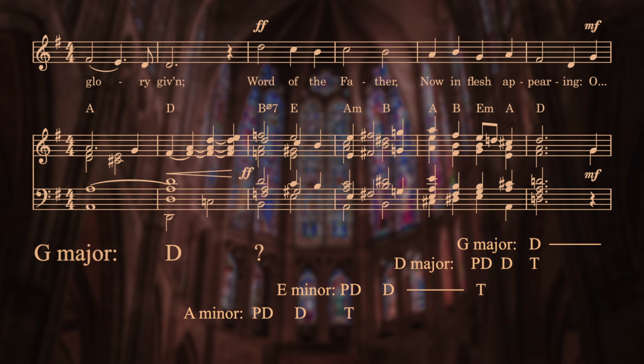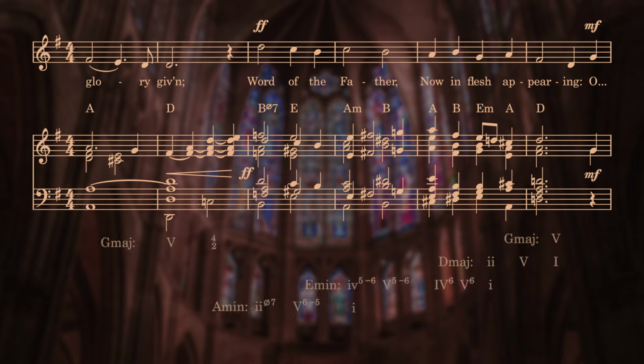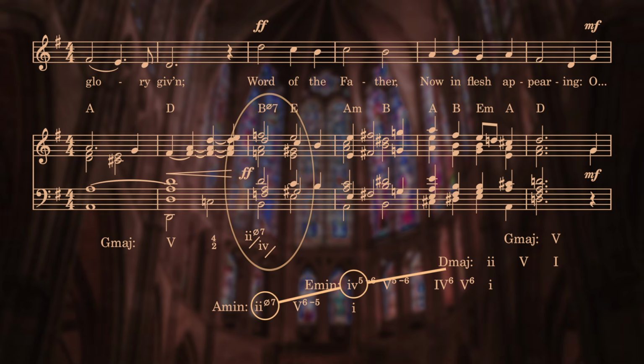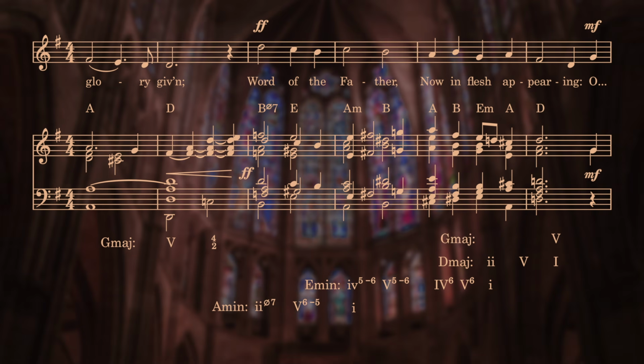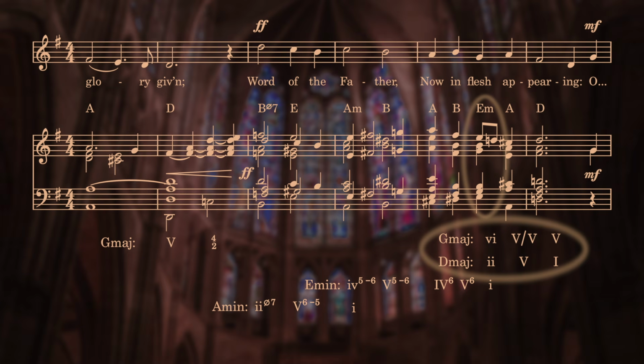This yields probably the all time most bonkers Roman numeral analysis of a chord I've ever encountered. It's 2 half diminished 7 of 4 of 2 of 5. There are other possible analyses, especially of that E minor chord, because it actually does fit into the home key. But I don't want to get sidetracked. Feel free to fight about it in the comments.